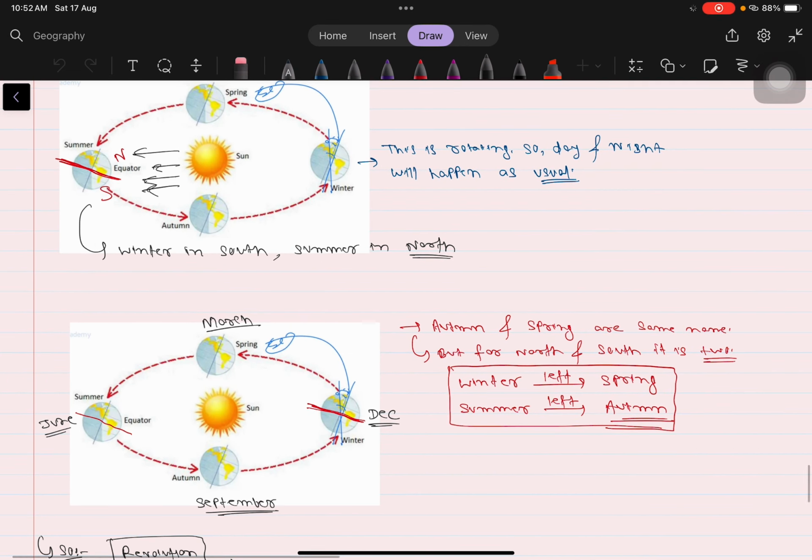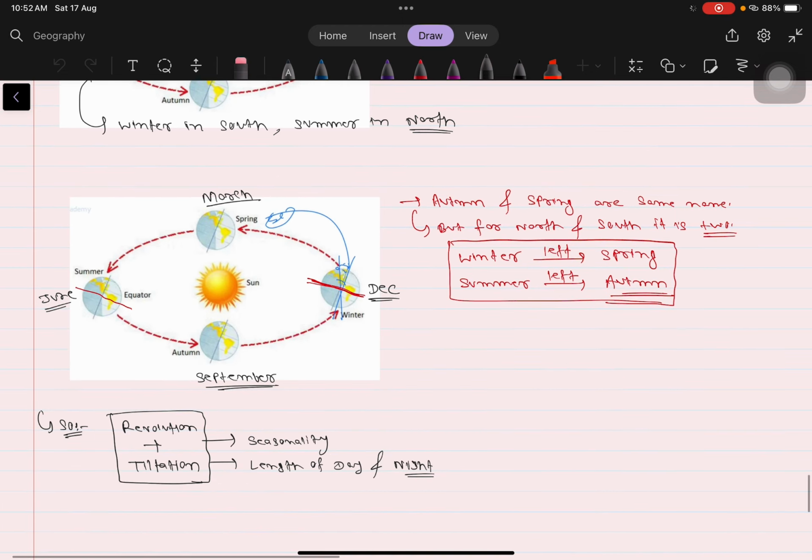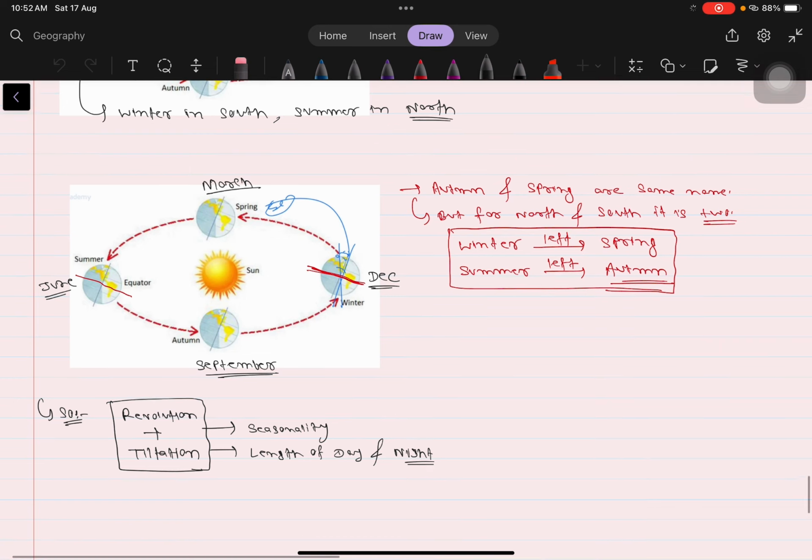Now talking about the autumn and the spring season. The hemisphere which goes from winter to summer, in between there is a spring season. Suppose currently there is winter in the northern hemisphere. Now, if the northern hemisphere moves from winter to summer, then in between it is spring season, and if it moves from summer to winter, then in between there is autumn season. So these are the same things, but it is different for both hemispheres.